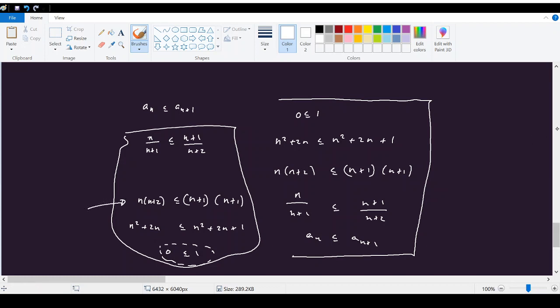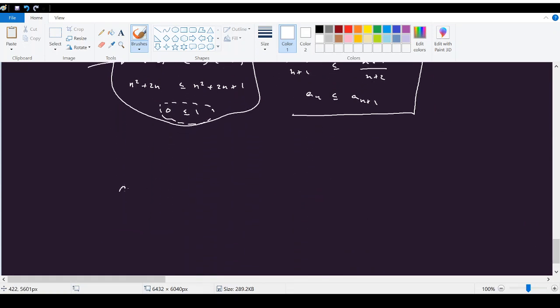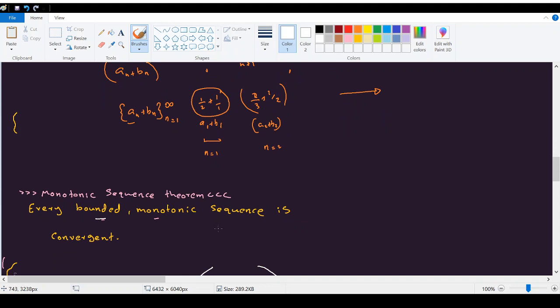Right, so anyway, what we have done is we have proved that our sequence is bounded as well as increasing. So that means this is monotonic. So according to the theorem, we can safely say that the sequence converges.